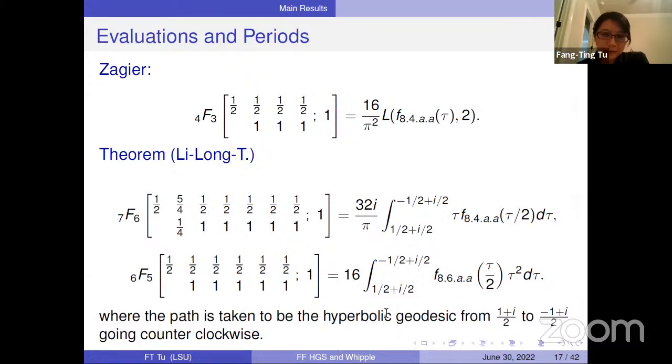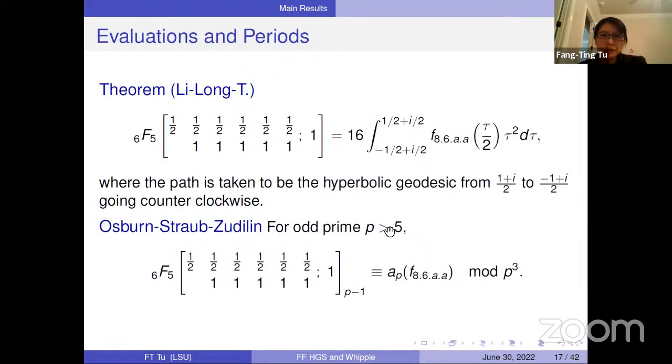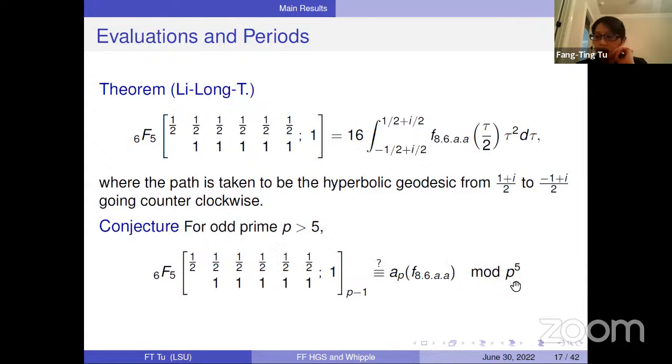But before that, let me say a few words about the supercongruence part. So actually, this can be viewed as the Archimedean version of the supercongruence given by Osburn, Straub, and Rudling. Okay. They show the truncated 6F5 is congruent to the Fourier coefficient of the weight 6 modular form modulo p cubed. And numerical data suggests that this supercongruence holds modulo p to the 5, which is sharp.